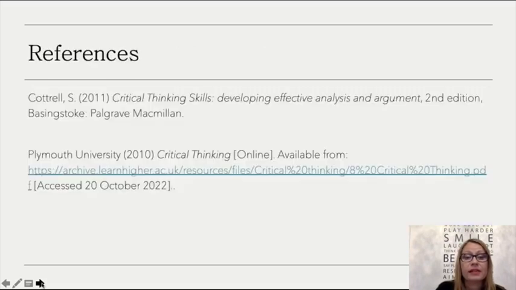In terms of references for further reading, then we'll encourage you to have a look at Cottrell's book and the link here for Plymouth University if you'd like to have a look at those images and the document further. So I hope this has given you a really good idea of what critical thinking is, and now it's time for you to start thinking about how you can utilise this in your own studies in terms of the wider reading that you do and how you bring your assignments together.